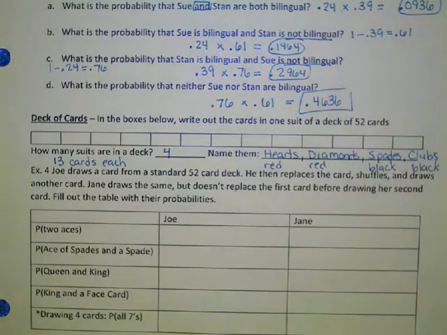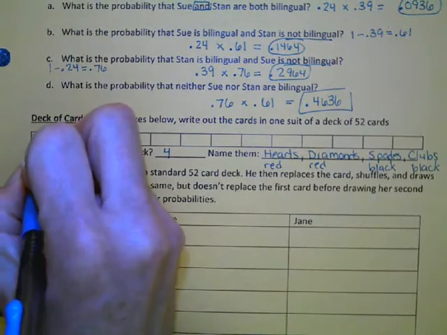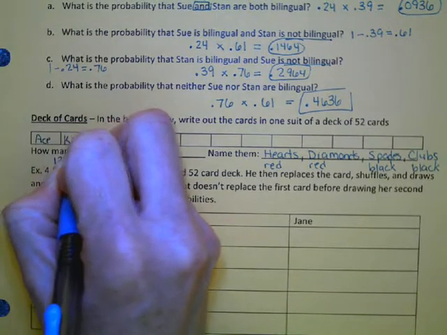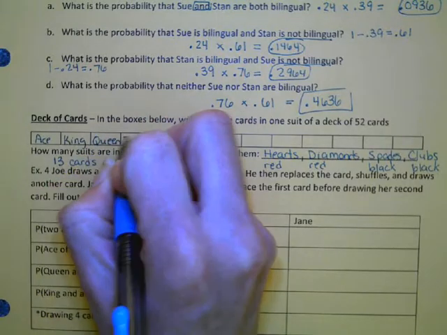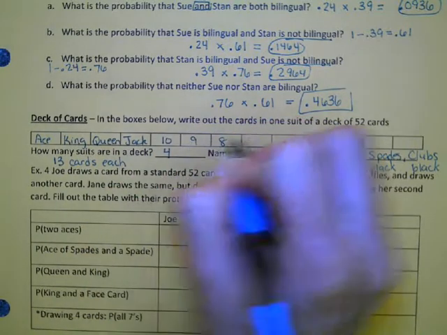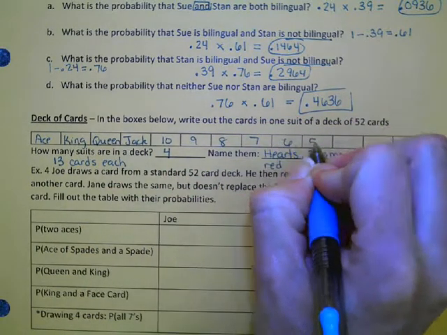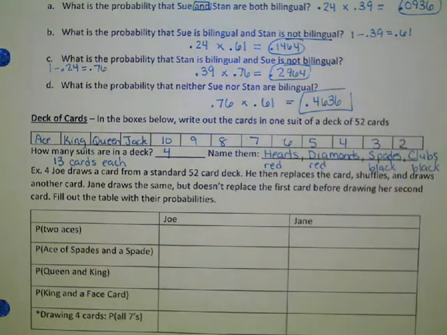Boxes above that just represent, okay, what are the cards? There's 13 cards, I have 13 boxes, so I said ace, king, queen, jack, 10, 9, 8, 7, 6, 5, 4, 3, and 2. Each suit in a deck of cards has those 13 cards.